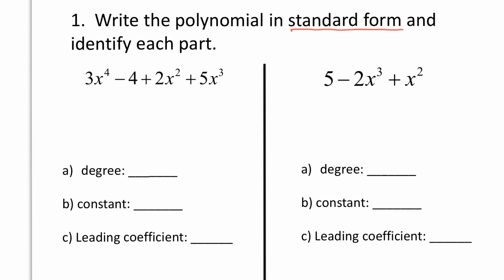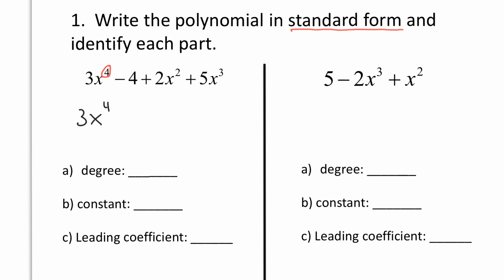So the one on the left side, we have 3x to the 4th minus 4 plus 2x squared plus 5x cubed. So first I'm looking at the exponents, and the highest exponent is 4. So I'm just going to circle this one here. That's the highest one, so I'm going to write that term down first. I have a 3x to the 4th power.